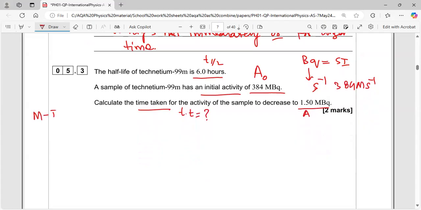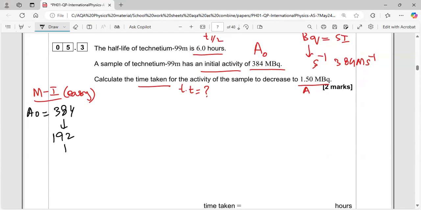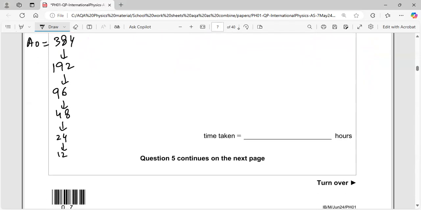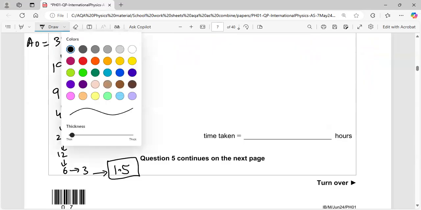So there are two methods. Let me tell you the first method, which is the easier version. Let's say the initial activity is 384. You try to halve it. When you halve it, it is 192. Well, I have to rely on my mental maths here. And this one is 96. Well, which seems pretty much okay at this age of 44. This is 48, this is 24, this is 12, and then after 12 it is 6, after 6 it is 3, and after 3 it is 1.5. Here we go, we have to look for 1.5, and we found it.